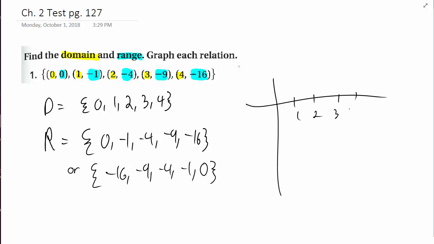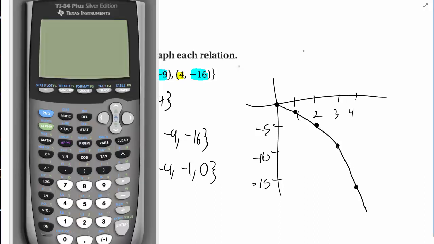If you want to graph these, you can just get an idea, to really hammer in that the domain is x and the range is y. I can plot those like here, and it's going to be a quadratic equation. Trying to draw the best curve I can.